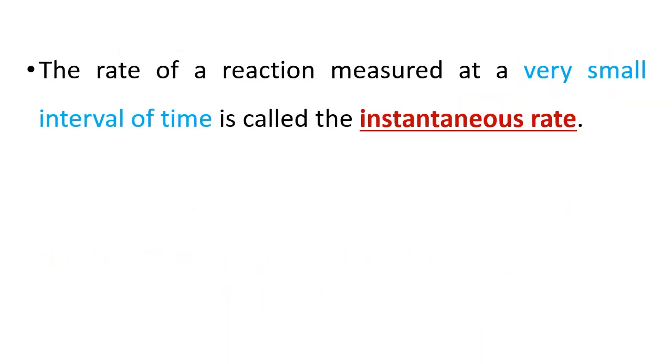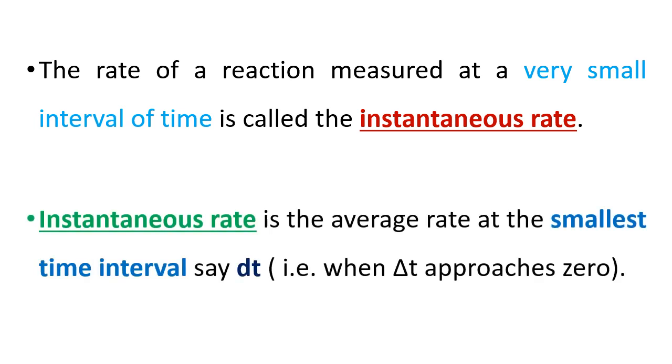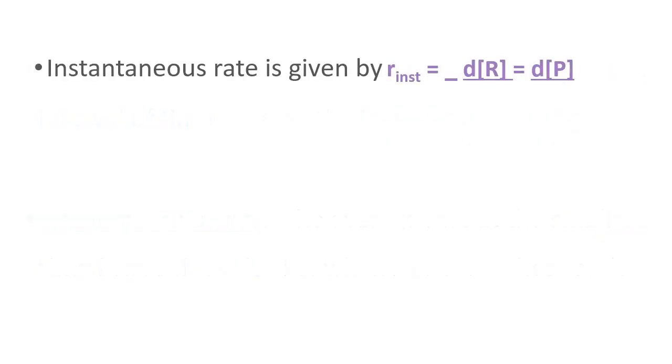The rate of a reaction measured at a very small interval of time is called instantaneous rate. Instantaneous rate is the average rate at the smallest time interval, say dt, that is when delta t approaches 0. Instantaneous rate is given by R instant is equal to minus small change in concentration of reactant with respect to small change in time, which is equal to small change in the concentration of product with respect to small change in time.